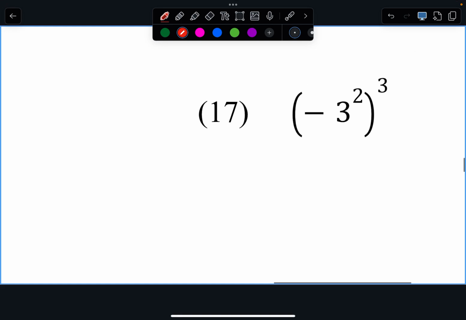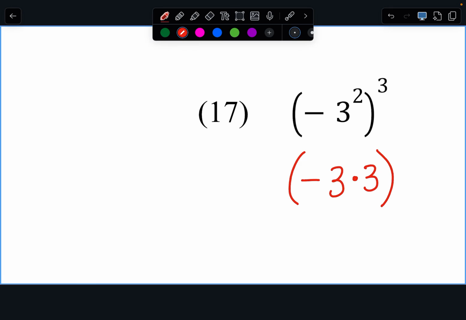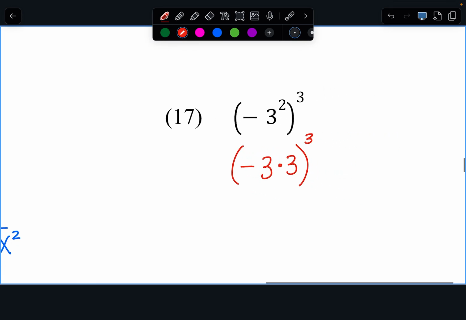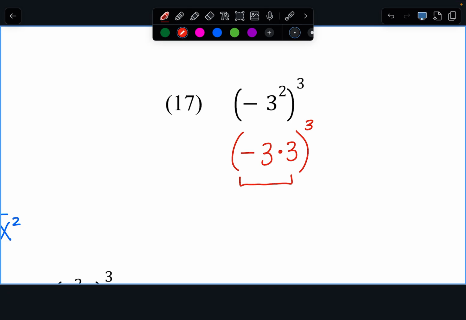Number 17 is kind of weird because what is being repeated twice? Just the 3. Because there's not parentheses like this. So this means negative 3 times 3. Does that make sense? And then there's an exponent of 3. So if you want, you could simplify this part first. That might make more sense to you. What is negative 3 times 3? Negative 9 to the third power.